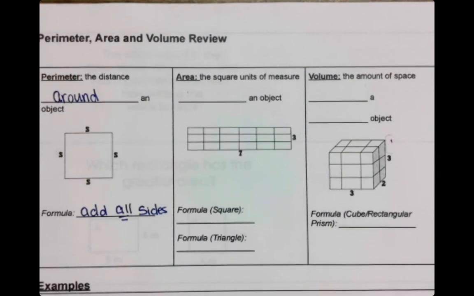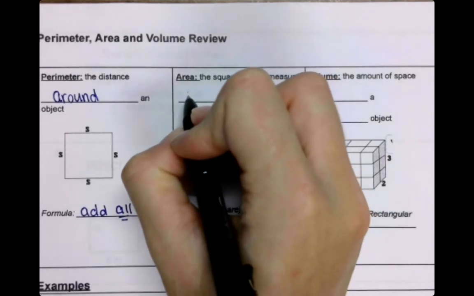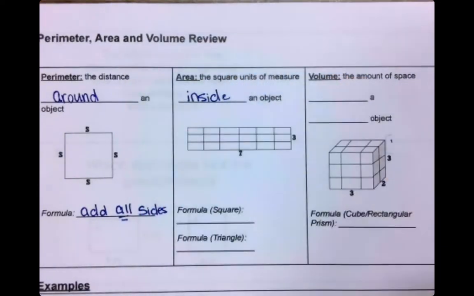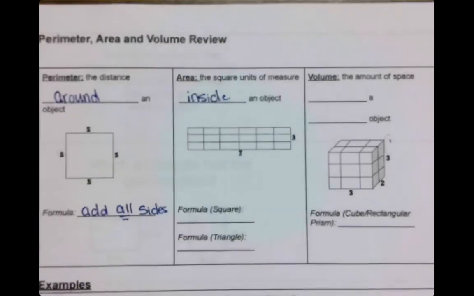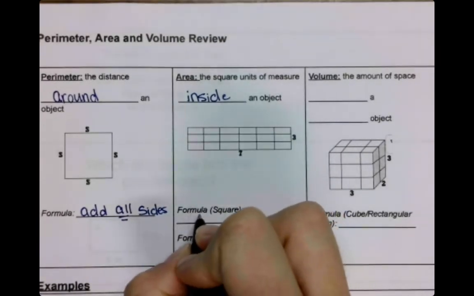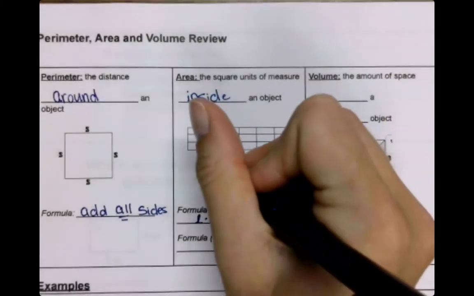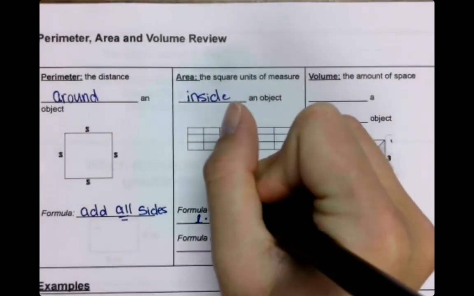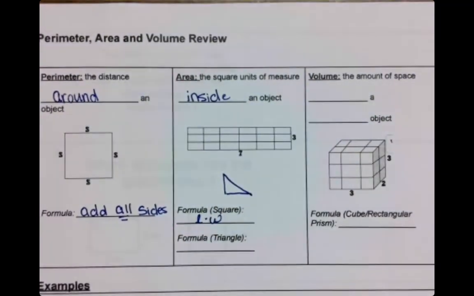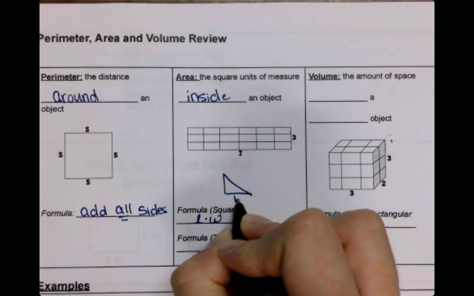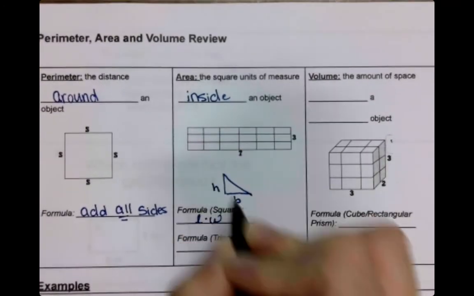All right. Whereas area is the square units of measure inside of an object. And how do you find the area of a square? You're just going to do length times width. What about if you have a triangle? We have a base and we have a height.